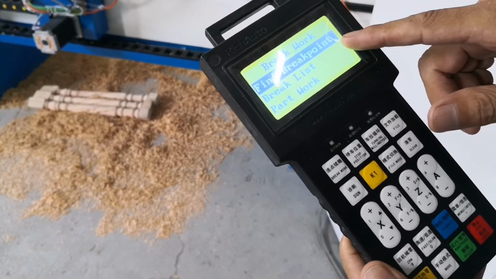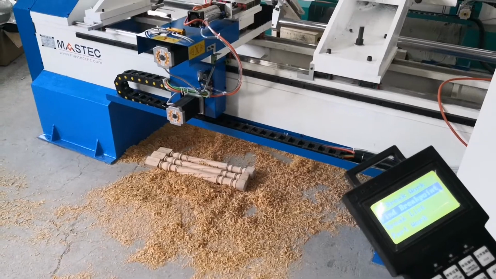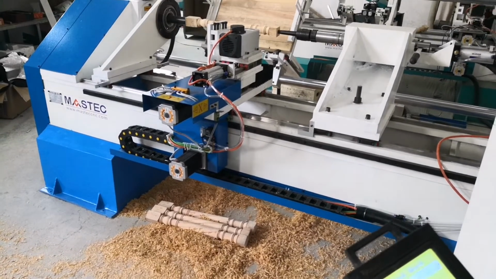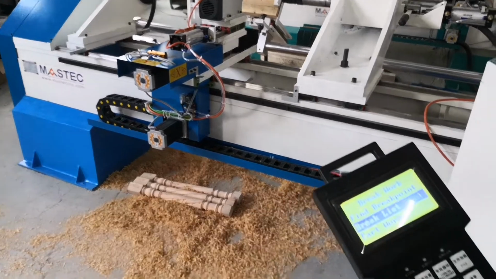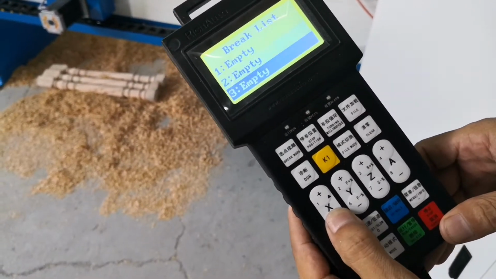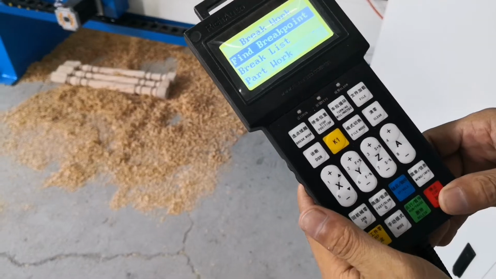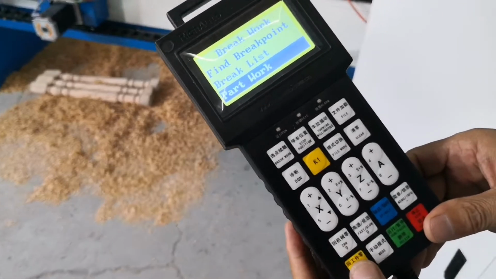In the engraving mode, there is a function of breaking down, continuously processing from the breaking down point. There are several ways to find the break point.